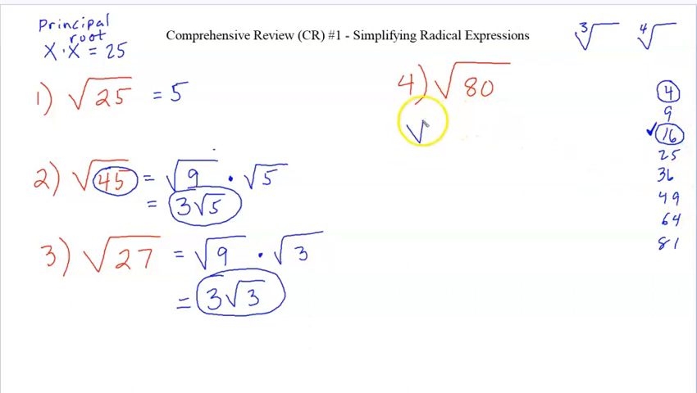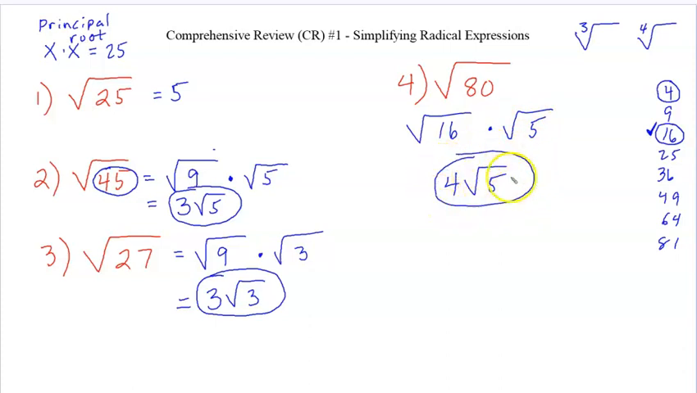So the square root of 80 is the square root of 16 times the square root of 5. 16 times 5 is 80. And now the square root of 16 becomes 4. And I can't simplify the square root of 5, so it stays radical. All right, so there are some examples of just numbers underneath square roots and how we simplify them when they do have a perfect square root and when they don't.